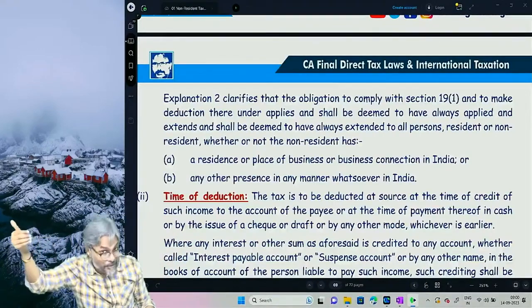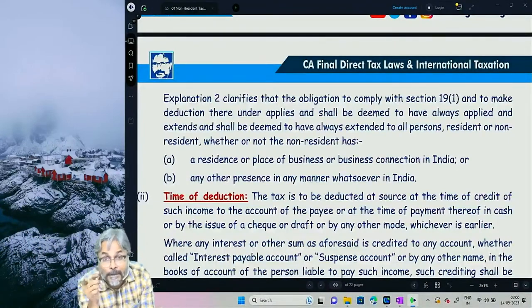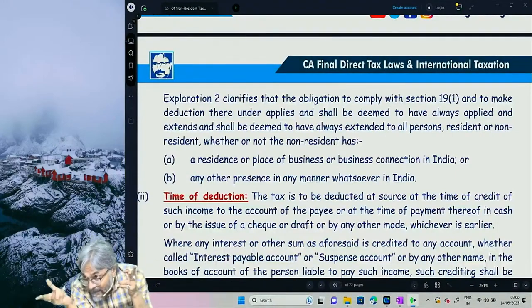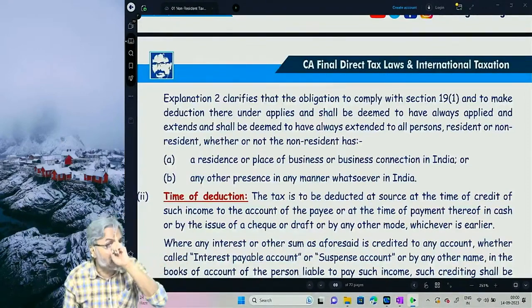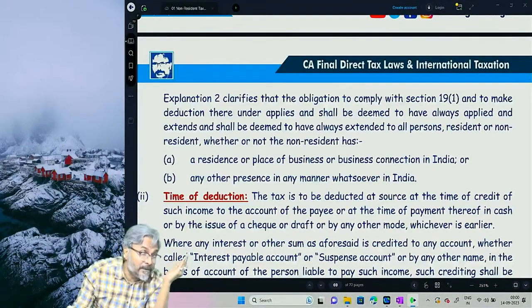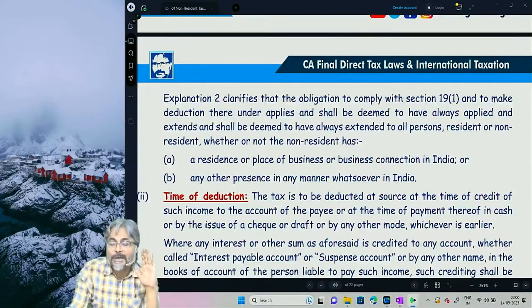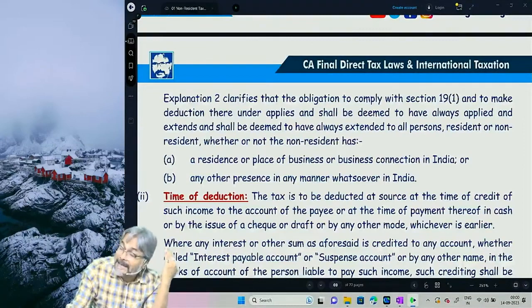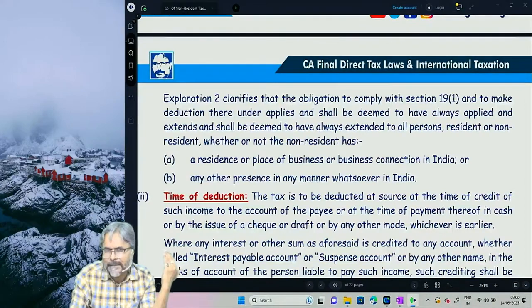Further, as per explanation number 2 to section 195 subsection 1, if the payer is a non-resident, we don't care. We don't care on what? Whether the payer has any physical presence in India, whether the payer has any place of residence in India, whether the payer has any business connection with India, we don't care. We only care on one thing. What is that one thing? That the sum which is received by the non-resident payee should be an income which is chargeable to tax under the Act in the hands of the payee. Payee means British Airways in my example.